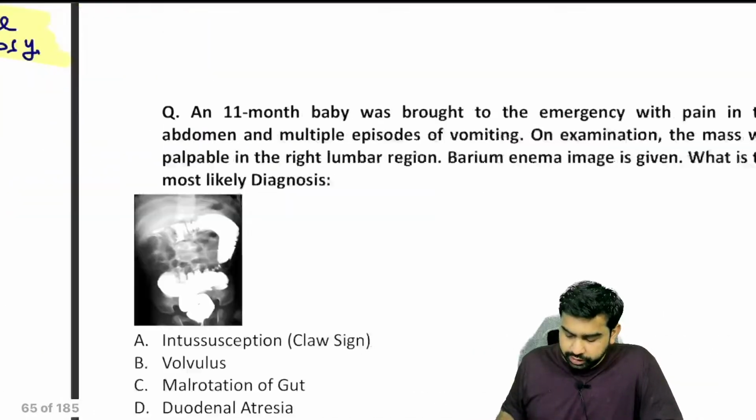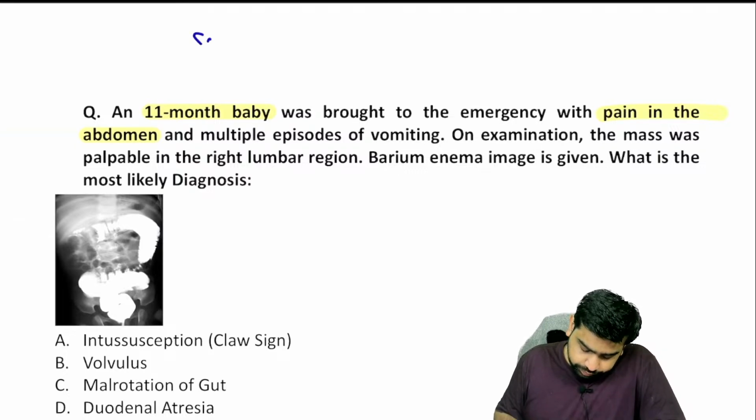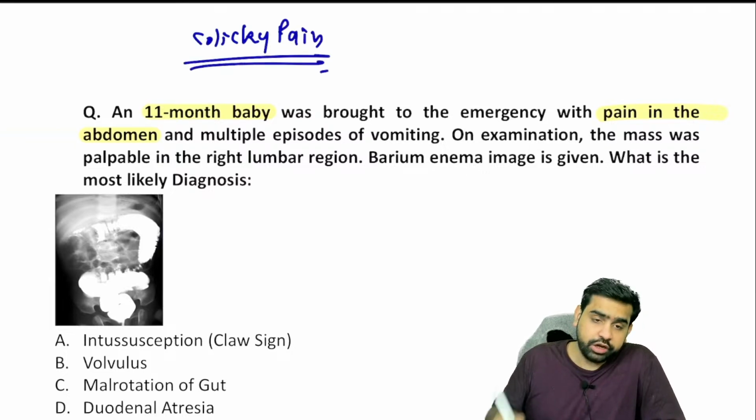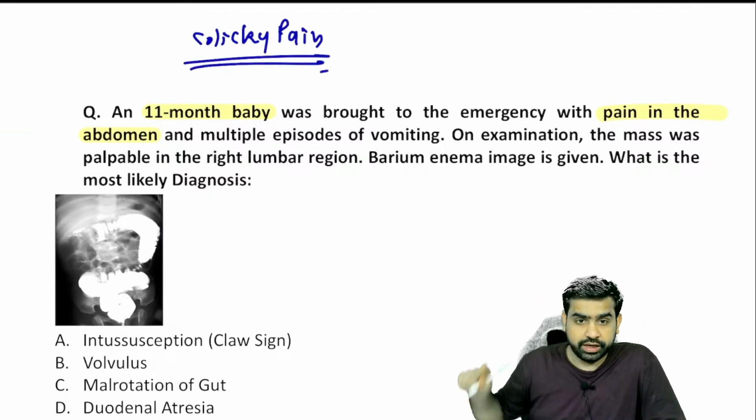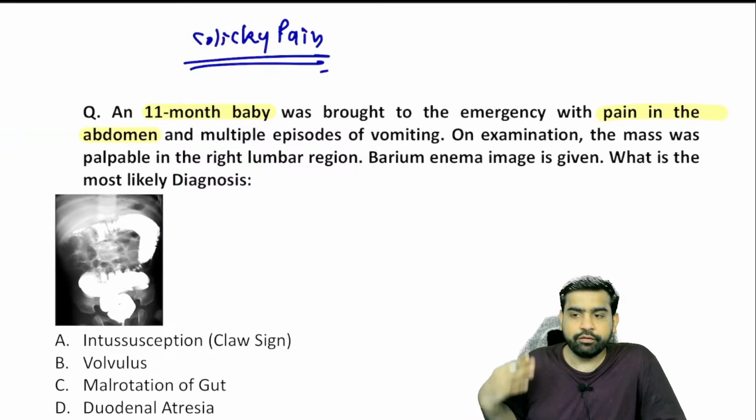Now it's again an important clinical scenario. They might give you that there is a small baby around 11-12 months brought to the emergency with pain in the abdomen, and this pain is colicky type. What do you understand by colicky pain? Colicky pain basically means that the intensity of the pain increases and then it comes down. Colicky abdominal pain is indicative of intestinal obstruction.